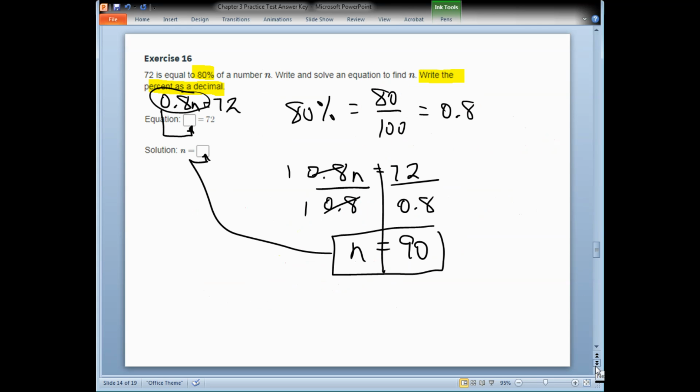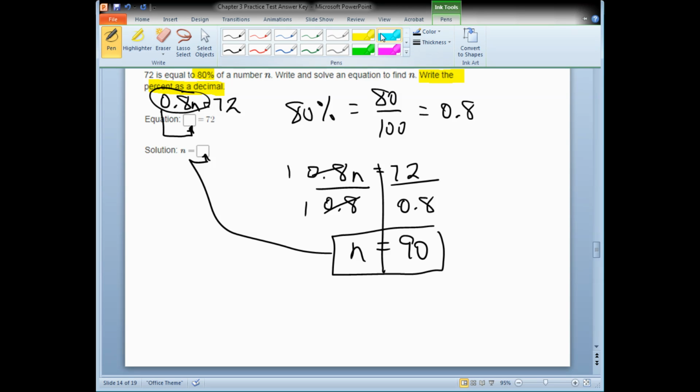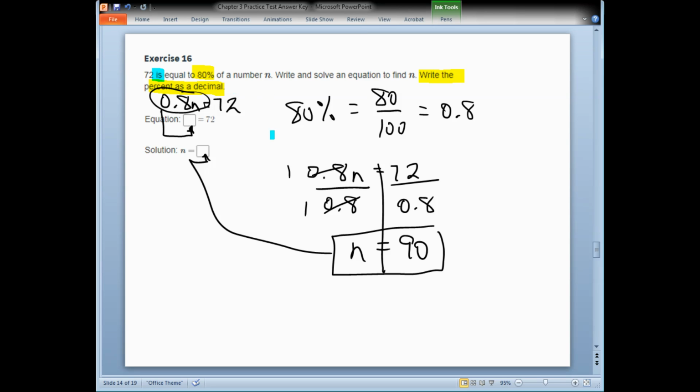All right. Number 16, we're almost done. Pretty cool. 72 is, there's that word is again. Okay, is meaning equals, because it says is equal to. So 72 is equal to 80% of, which means multiplication, a number n.